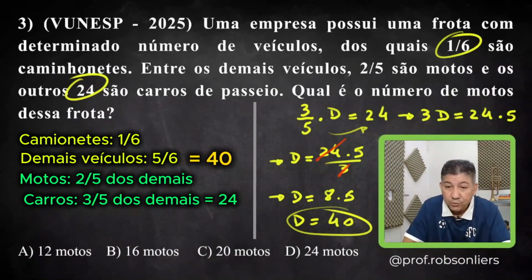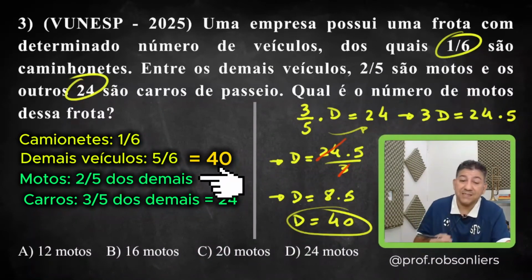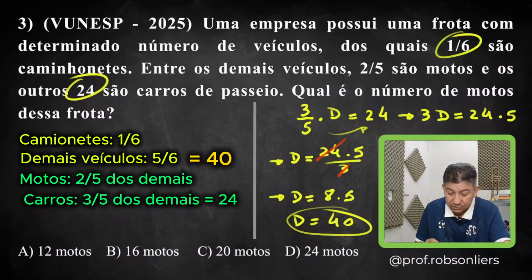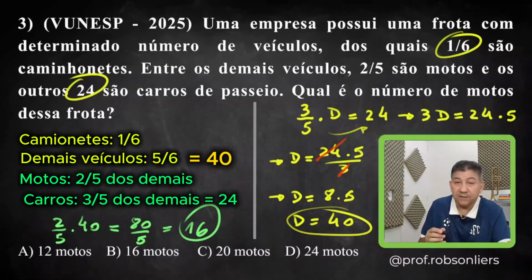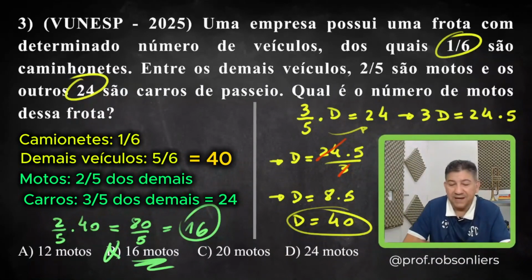Now, 2/5 are motorcycles, which is exactly what we want to find. If 2/5 of these vehicles are motorcycles, and we know there are 40, let's calculate here. Look, 2/5 of 40, 2/5 times 40 is equal to 2 times 40, 80. So 80 divided by 5, which is equal to 16, that means the number of motorcycles in this fleet is 16 motorcycles. Whoever chose option B here, look, got the question right. Now, if you solved it differently than I did, leave it in the comments.